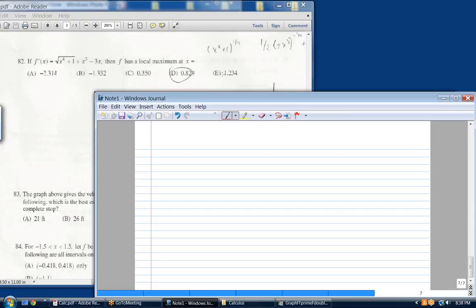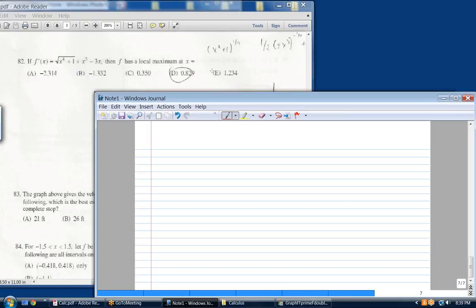Probably at least 2 of those solutions are listed here. So we need to check. Let's say we solve this and we get 2 different values. We get x equal 0.829 or x equal 1.234. Now, to determine which of those is a minimum and which is a maximum, I have to apply the first derivative test, and substitute points to the left and right of this and the left and right of this, and that will clarify the problem.